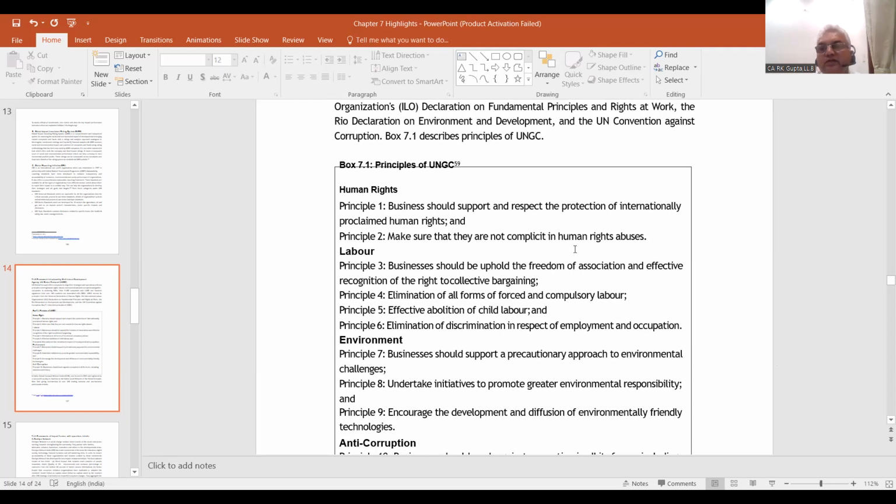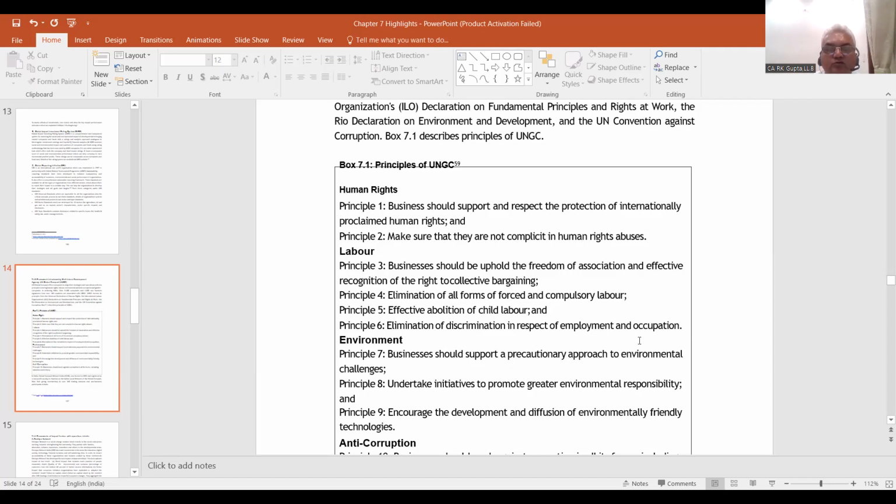और दूसरा ये है कि ह्यूमन राइट अब्यूजेस में there should not be any complicity of that business. लेबर से रिलेटेड कुछ प्रिंसिपल्स हैं, क्या है, they should uphold the freedom of association and effective recognition of the right to collective bargaining, elimination of all forms of forced and compulsory labor, effective abolition of child labor, and elimination of discrimination in respect of employment and occupation.